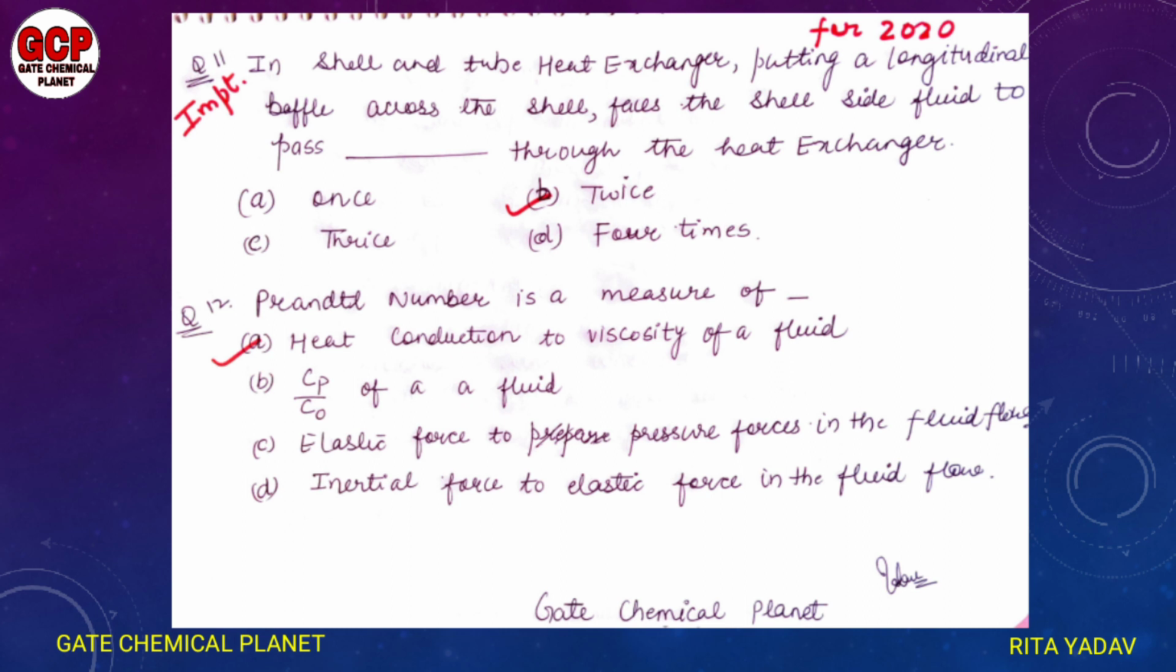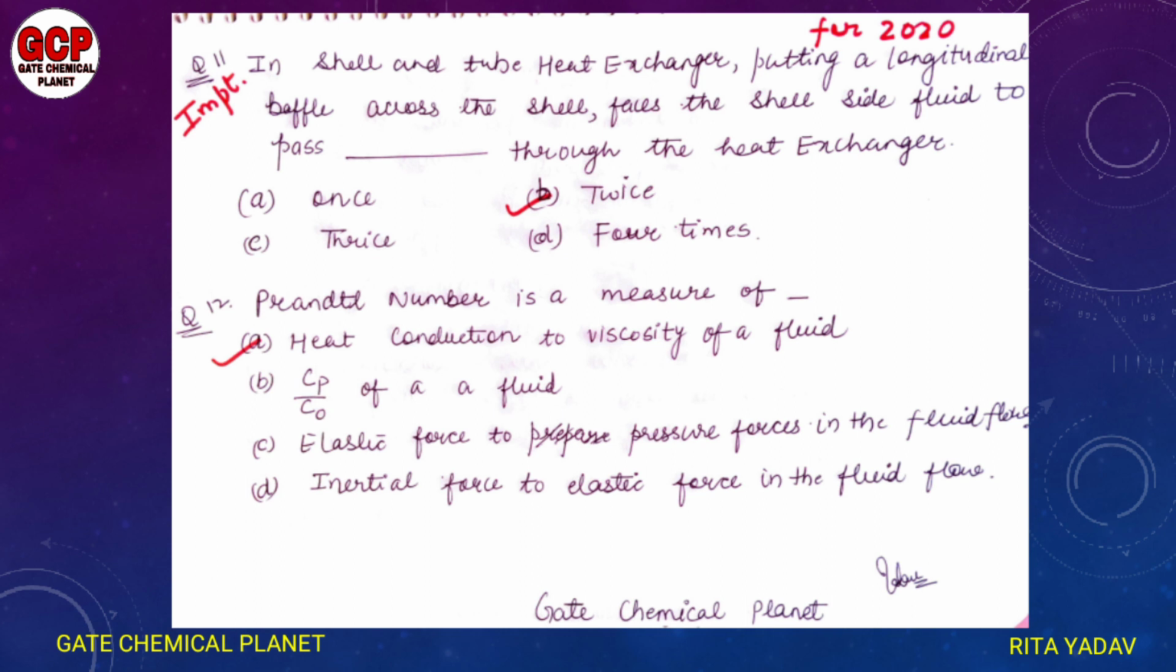In a shell and tube heat exchanger, putting a longitudinal baffle across the shell forces the shell side fluid to pass how many times through the heat exchanger? The correct answer is twice through the heat exchanger. It is a very important question asked many times in previous year examinations. So please remember the value.